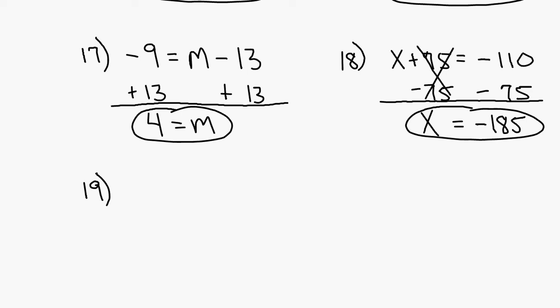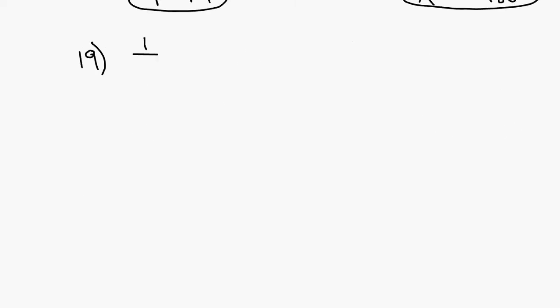We're going to do 19, then we're going to do 20, and you're going to be done. We're going to go with 1/5 is equal to B minus 3/4. 1/5 equals B minus 3/4.